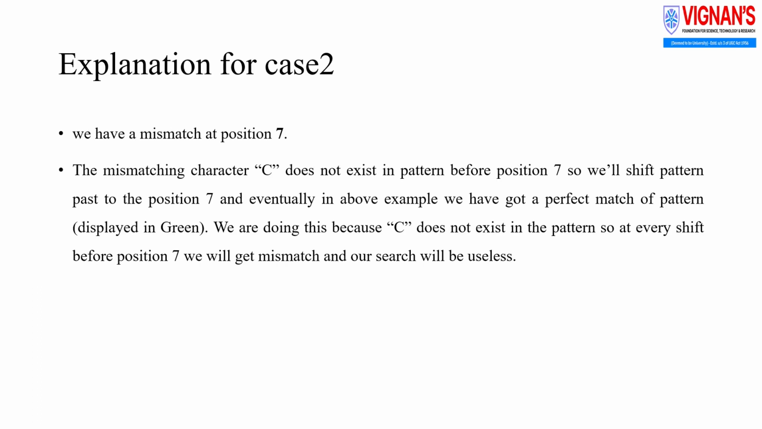Explanation for case 2. We have a mismatch at position 7. The mismatching character, C, does not exist in the pattern before position 7, so we will shift the pattern past position 7. Eventually, in the above example, we get a perfect match of the pattern, which is displayed in green. We are doing this because C does not exist in the pattern, so at every shift before position 7, we will get a mismatch and our search will be useless.